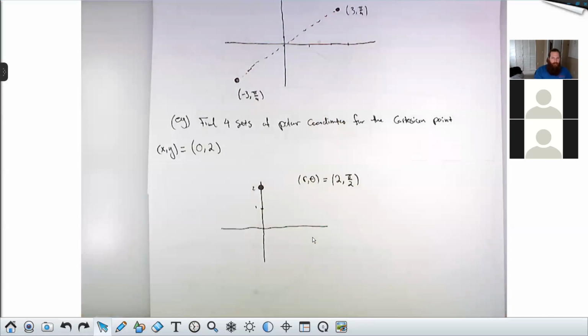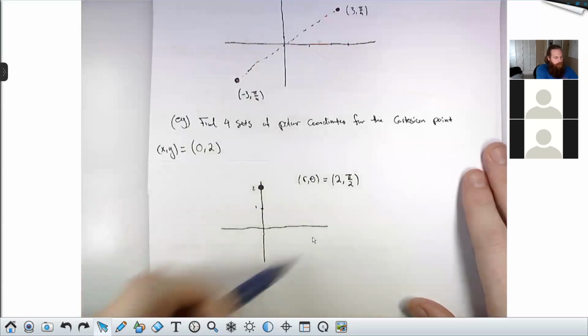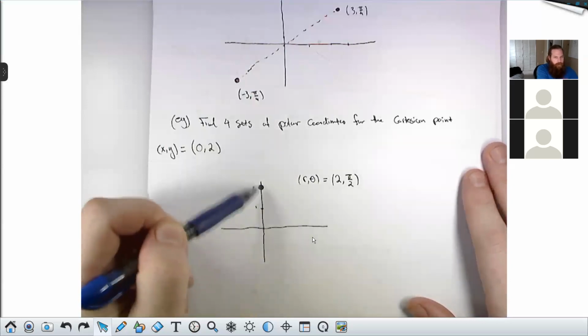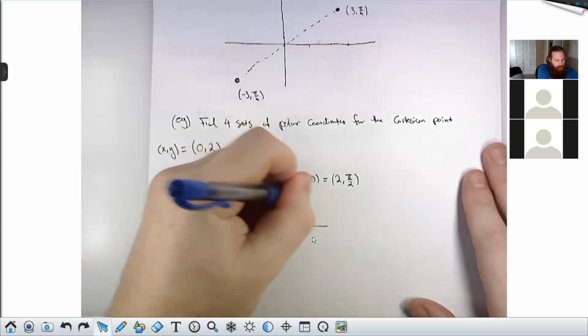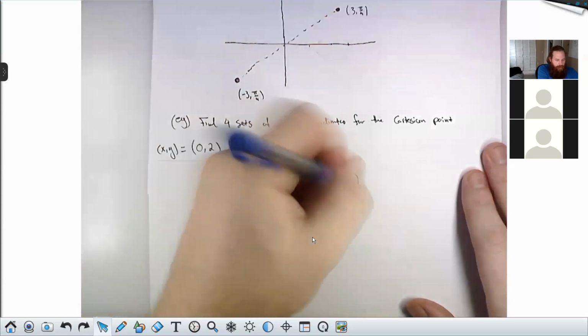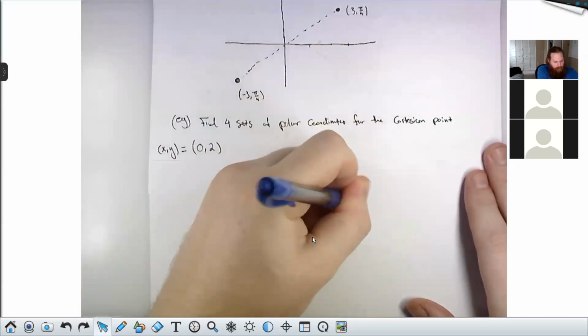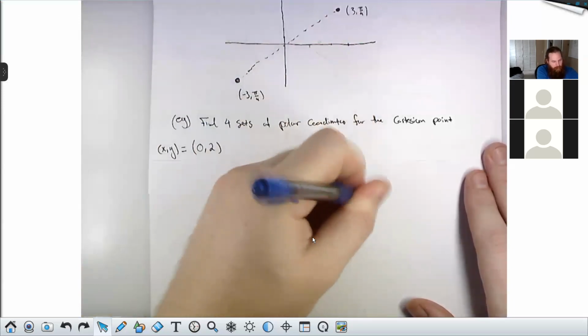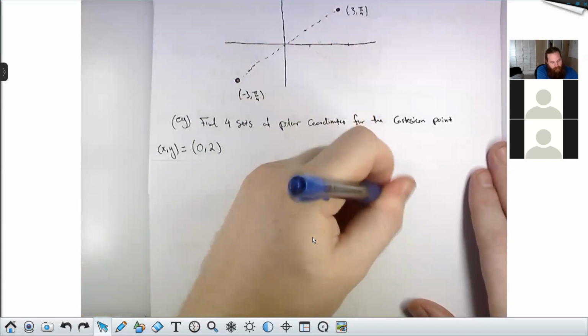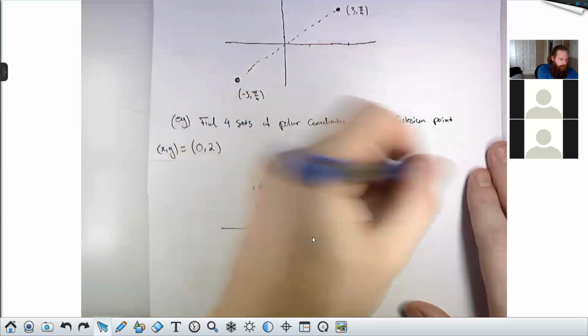How else could I get there? Well, if I add 2 pi to this, then that just spins me around the circle one more time and lands me back at the same point. So another one would be 2 comma pi over 2 plus 2 pi, which is the same as 2 comma, let's see, 2 pi as a ratio over 2, that's 4 pi over 2, so that's 5 pi over 2.